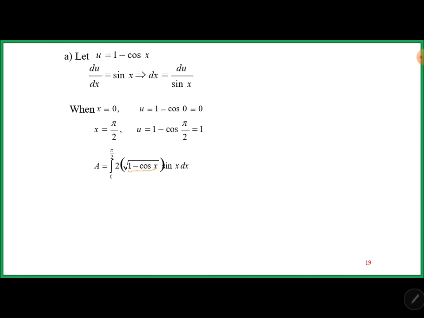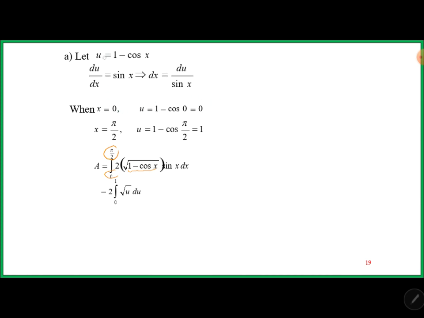That's why we let u equal to 1 minus cos x. So du/dx equals sin x. So rearrange, dx equals du over sin x. Now substituting 1 minus cos x with u and dx with du over sin x, we have the square root of u with respect to u. But this limit 0 to pi over 2 is for x. So to change the limit directly from x to u, we just have to replace the value of x into the function.